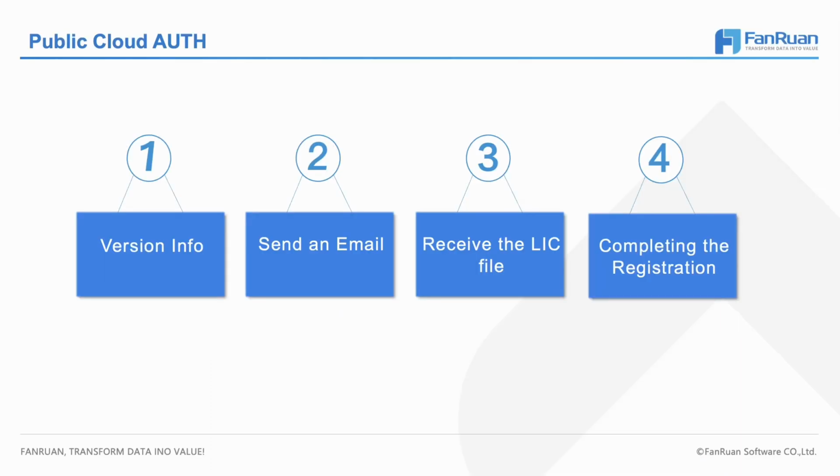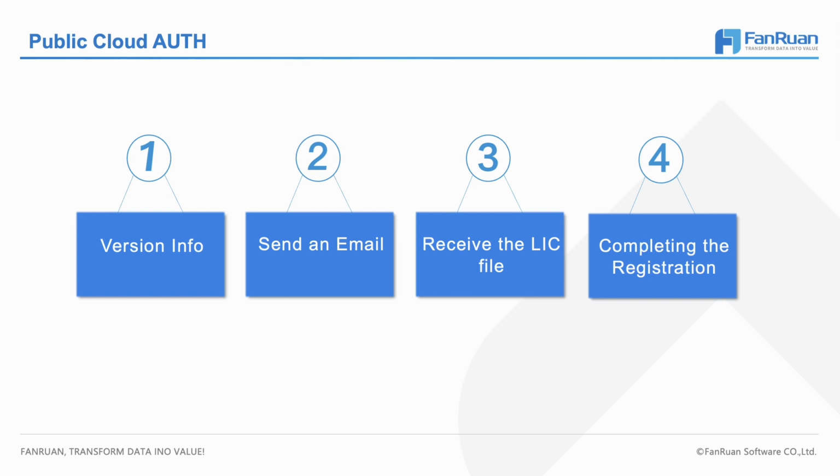Just like the other registration methods, public cloud authentication involves only 4 steps: obtaining version information, sending an email, receiving the license, and completing the registration. Let's go through the steps with a practical demonstration.